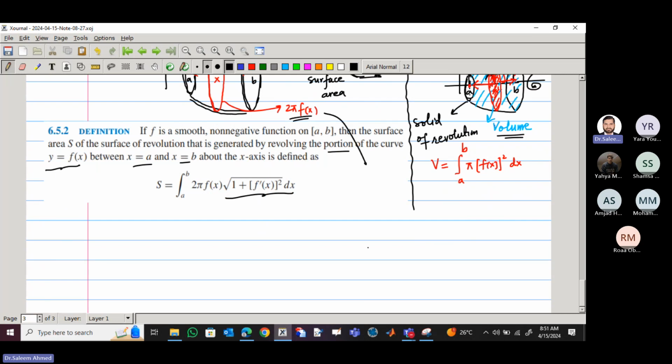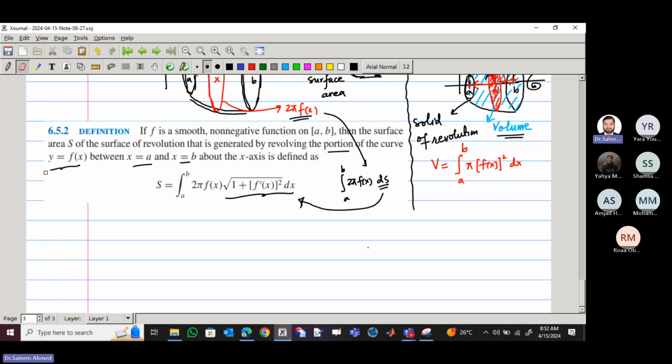So my formula should become this. My formula should be 2 pi f(x), the circumference, with ds from a to b. We are not only integrating dx now, but ds, and the formula for ds was this. If you remember, the formula for ds was this: square root of 1 plus (dy/dx) squared.